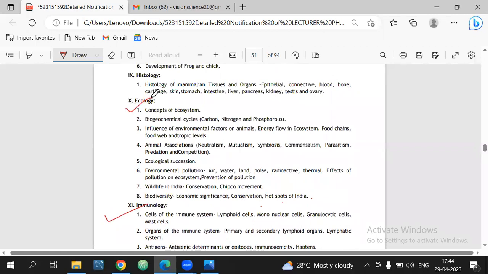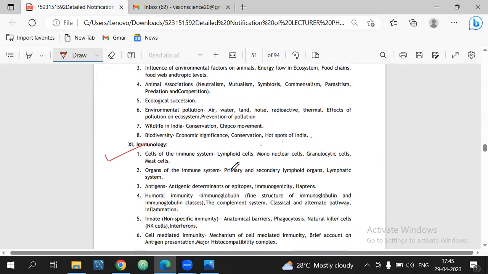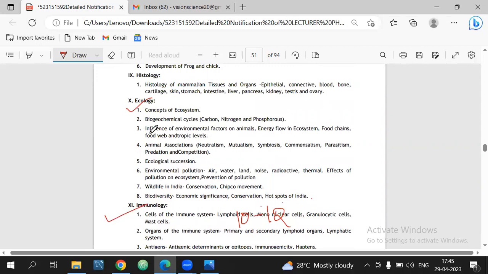Now see friends, zoology people have to study ecology. It was very easy. If you look into immunology, friends, you can expect 10 to 12 questions very surely. And in the ecology chapter, you have to study all the biogeochemical cycles, carbon, nitrogen, and phosphorus. You have to understand food chain, food web, pyramids, and various community interactions with respect to animals, which they have given very specifically: neutralism, mutualism, amensalism, commensalism, parasitism, predation, and competition.